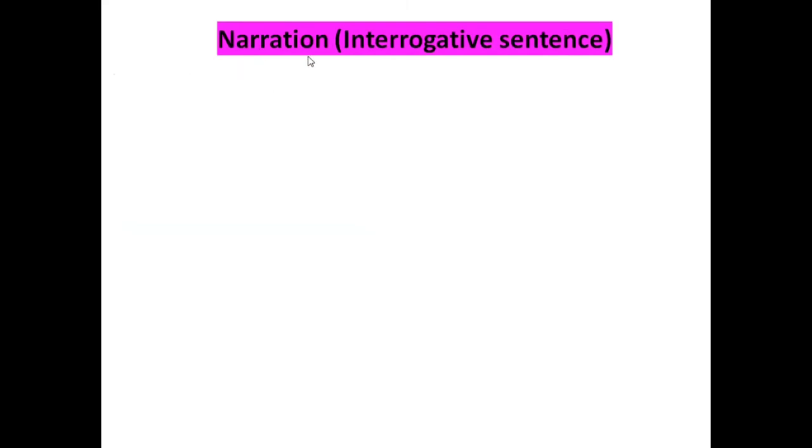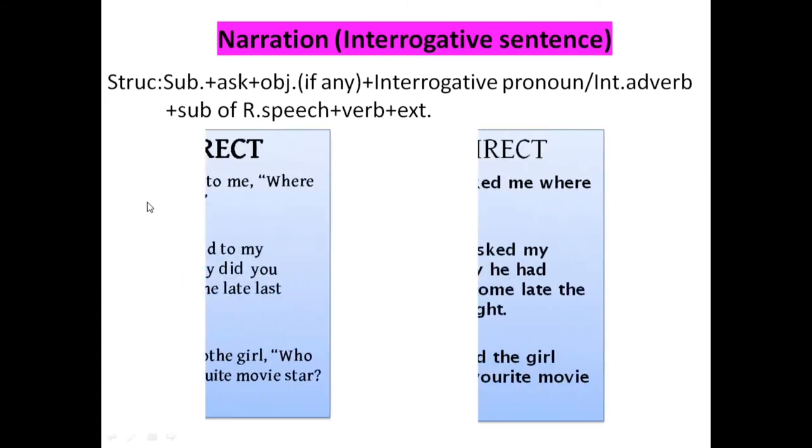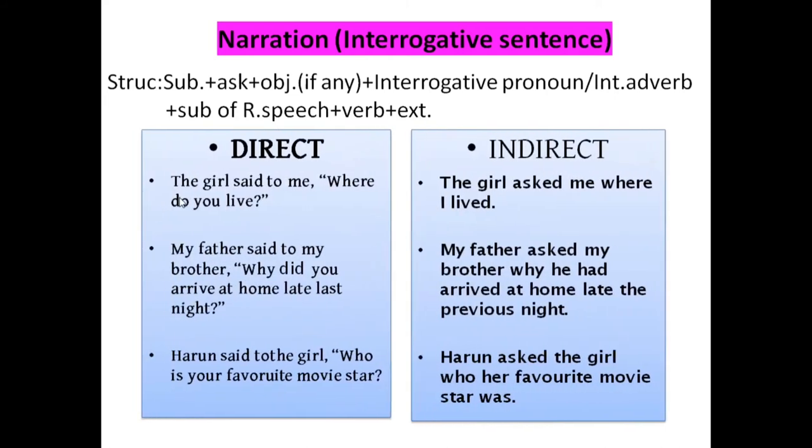Another type of interrogative sentence. Let's see the structure first. Here is the structure. Subject plus ask plus object, if any object is present in the direct speech, plus interrogative pronoun or interrogative adverb, plus subject of reported speech, plus verb, plus extension. So let's see some examples, then it will be clear to you.